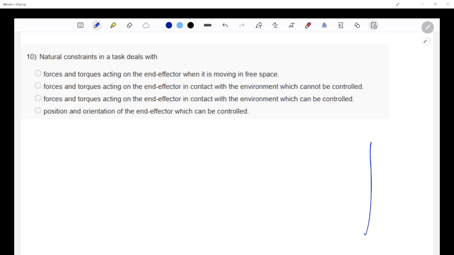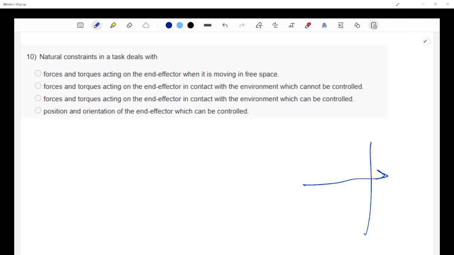When the robot is in contact with the environment, some variables are automatically constrained by physics, right? The robot cannot go inside the wall. It is position constrained. Contact force depends on the environment and it is not freely controllable. So natural constraints are things that you cannot control.